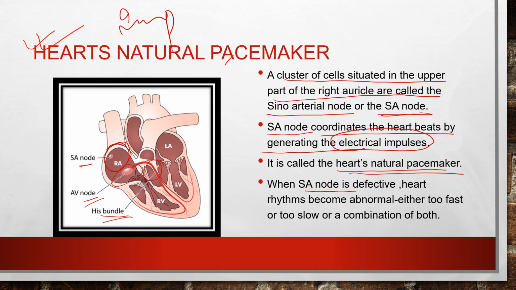So when the SA node is defective, the heart rhythms become abnormal. They are either too fast or too slow, or a combination of both. Sometimes they are too fast, sometimes they are too slow. That is, the SA node functions too fast or too slow. Because of this natural pacemaker only, our heart system is working properly.